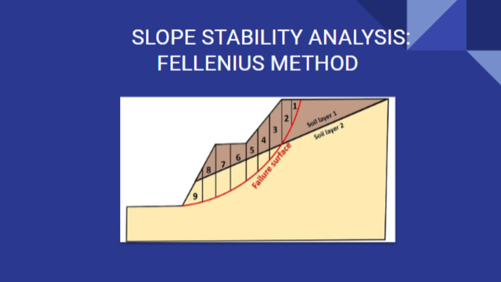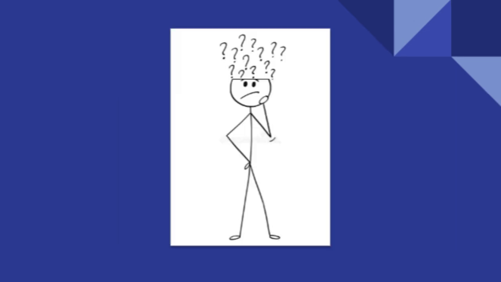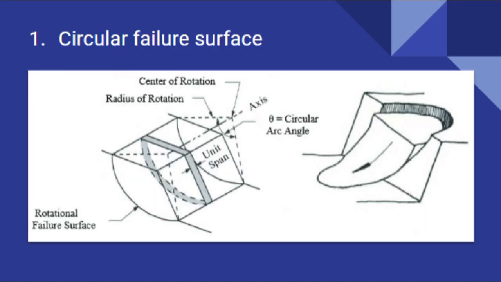Hello, in this video we will solve a slope stability problem using the Fellenius method to find the factor of safety. First things first, before applying the Fellenius method we have to make some basic assumptions. The first one is the assumption that the failure surface is circular. This implies considering rotational slides, which are common in homogeneous soils as in clays.